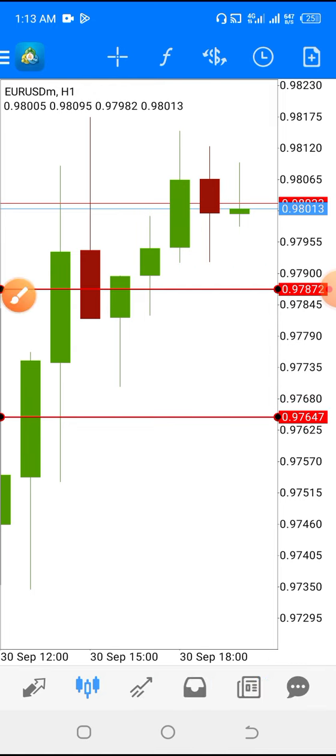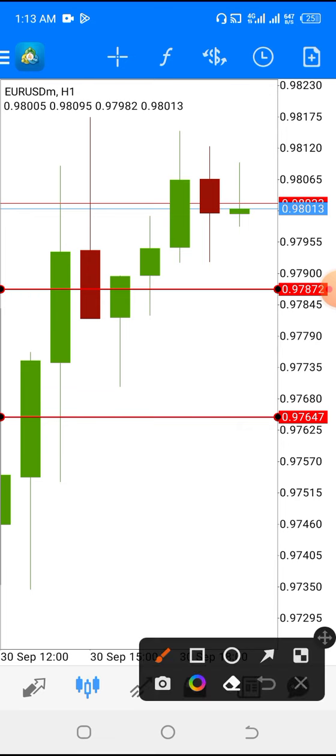Now what I told you is very simple. Ignore the last digit in this price, and also the last digit at this point. So you're going to only take 9787 and 9764. But since the first two digits here are the same, 97, we also ignore the 97. Then we only take 87 minus 64.